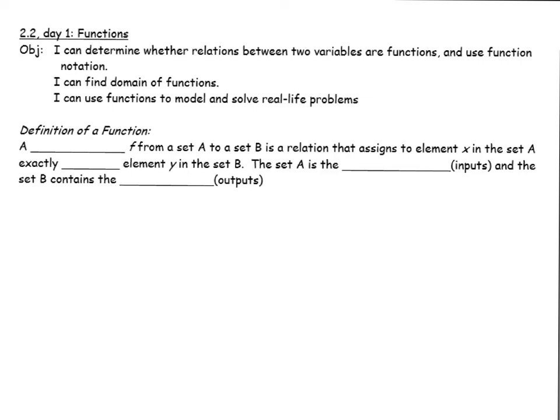All right, here's 2-2, day 1, just entitled Functions. Keep it short and sweet. A fitting section for a class called Functions.